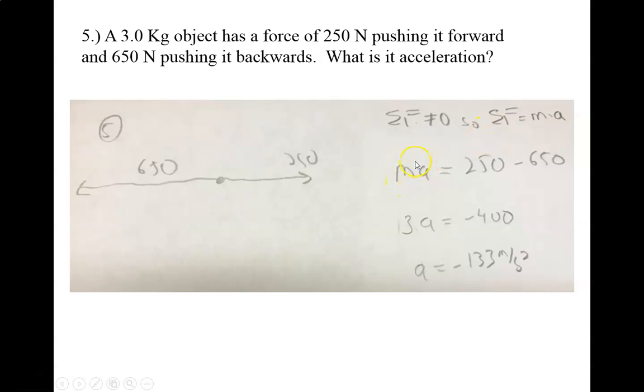This is the ma part, and this is the F net part. So F net equals 250 minus 650. So plugging in for m, 3, you get 3a equals negative 400. So my acceleration is equal to minus 133 meters per second squared.